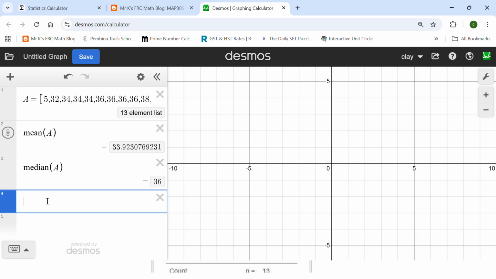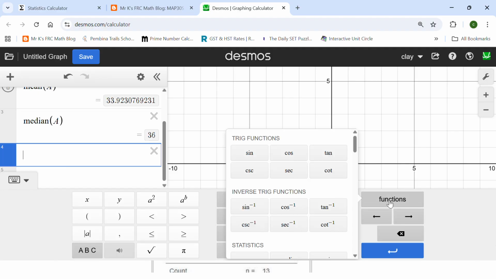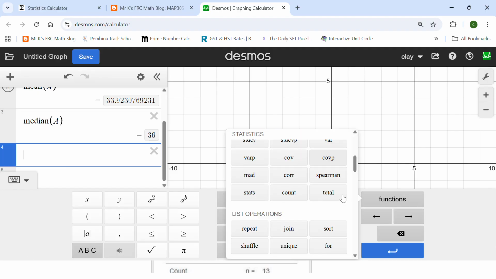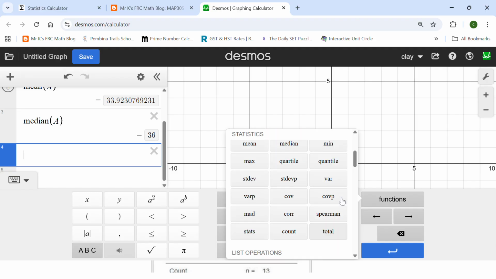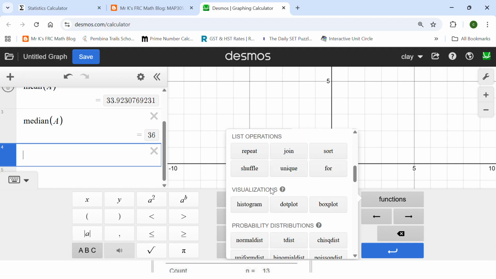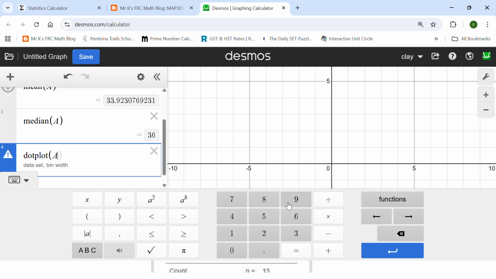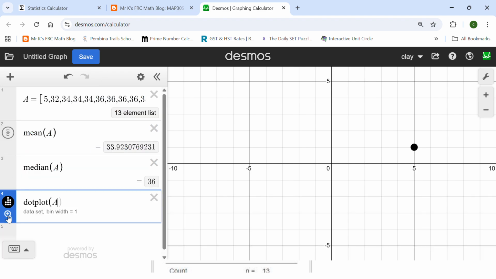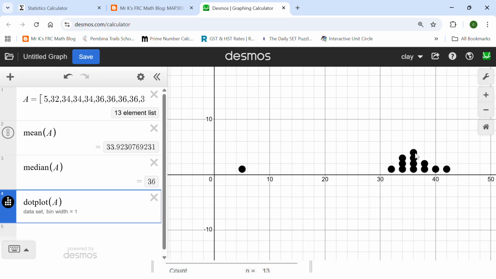I can make what's called a dot plot. I'm going to go back to my statistics functions, and there is a list of visualizations, and I'm going to visualize a dot plot for data set A, and then click on this little zoom fit here, and look at that. See this number here? That's the one that happens the most, and it's 36. So there's my mode. I know my mode's 36.